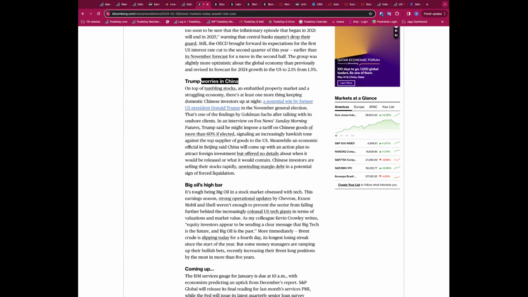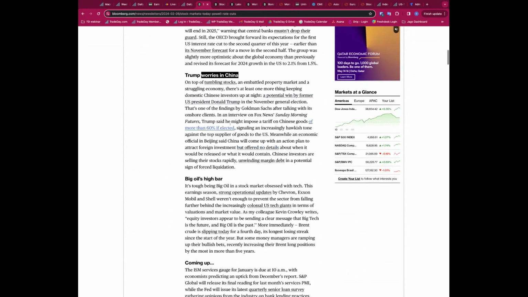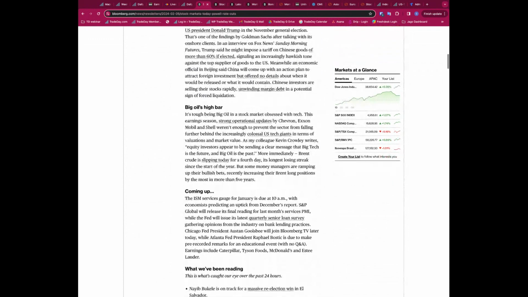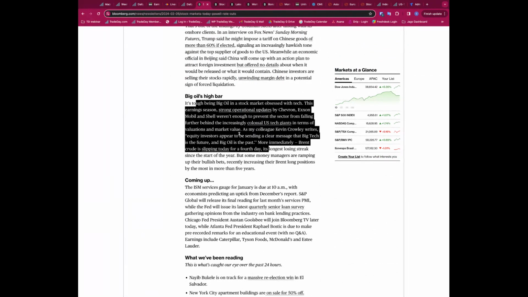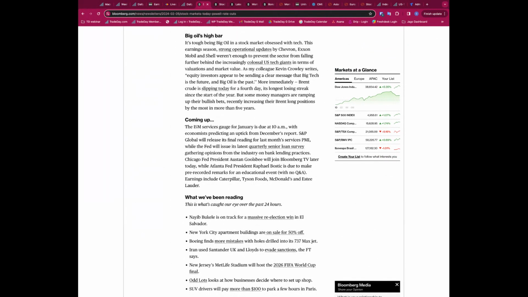Before, when Trump was in power, there was basically a trade war with China. And Trump has said in a Fox interview he might impose a tariff on Chinese goods of more than 60%. So that's obviously not good for China. And then we don't need to look at the Chevron and Exxon numbers here.